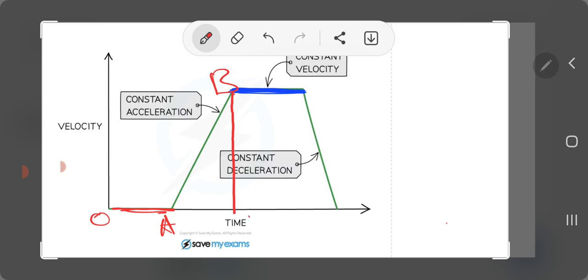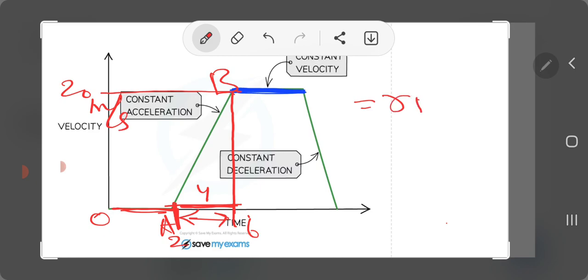Let's suppose from A to B it rises by how much, I'm going to show you right over there, 20 meter per second, assuming that the velocity is 20 meter per second. Time is starting from 2 seconds to 6 seconds, so you know the run, you can calculate this value. From 2 to 6 is how much, this value is 4. So rise is 20, run is 4, so by using these two values you can easily calculate the acceleration.